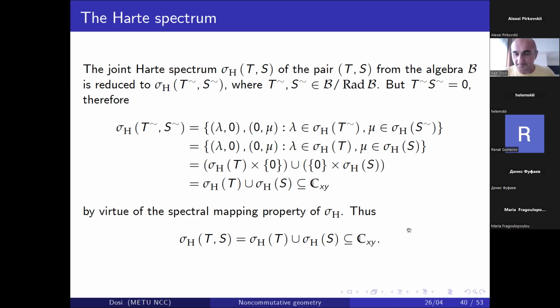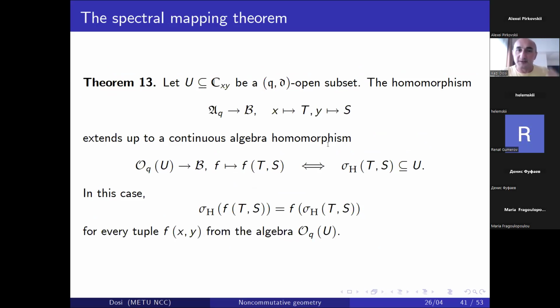So let me formulate again what I've said on functional calculus. U is a Q-D open set, and we have a representation. The representation extends up to a continuous algebra homomorphism if and only if the joint Harte spectrum inside of B belongs to U. Again, that's the case when B is commutative modulo the Jacobson radical. And in this case, we can also prove the spectral mapping theorem for any tuple of holomorphic functions from my presheaf. This nice formula holds again for any analytic function f.